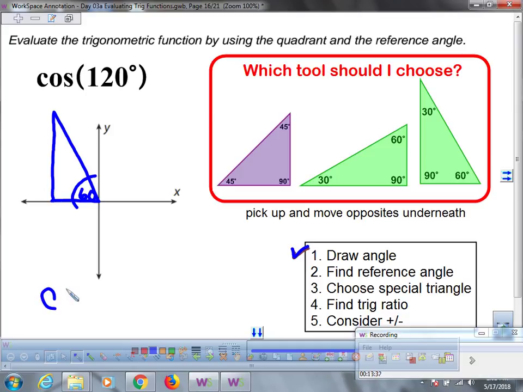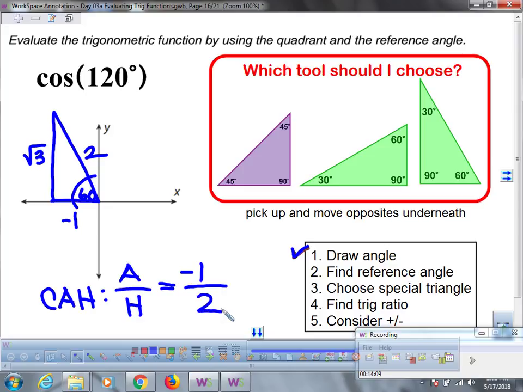Cosine is adjacent over hypotenuse. So this side is what? 1 or negative 1, correct? It's going left on the x-axis, so it's negative 1. This side is root 3, and it's positive because it's going up, and this side is 2. So what's my adjacent to this angle? Negative 1. And what's my hypotenuse? 2. So if I were to evaluate cosine of 120 degrees, I would say that was negative 1/2.